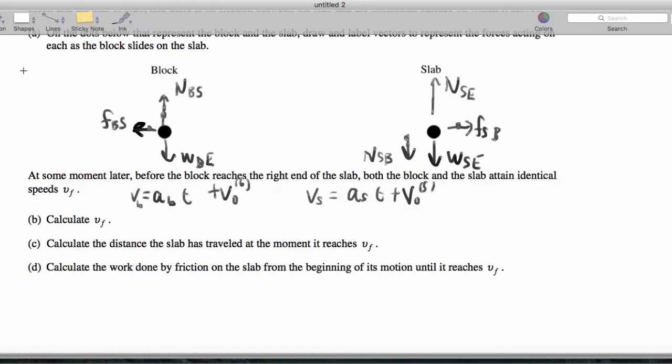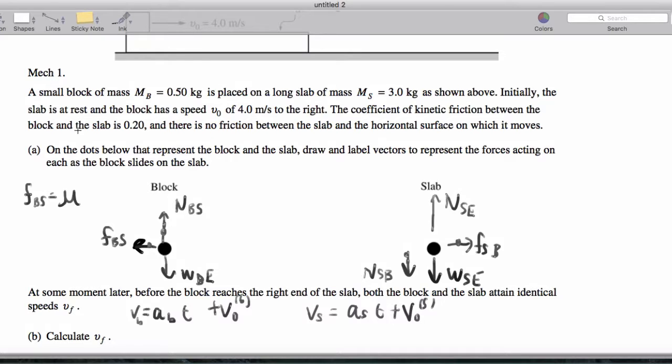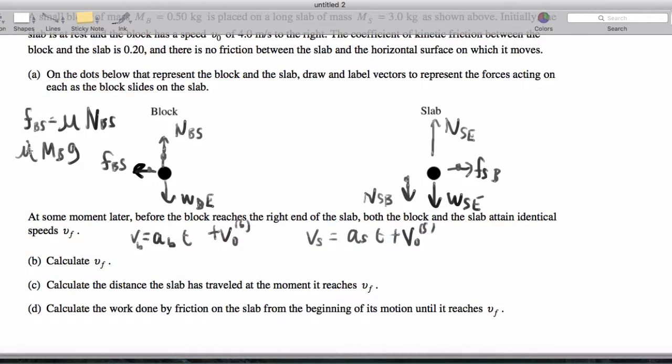Now let's look at the forces on the block. Well, there's the kinetic friction on the block from the slab, so I'll just call that mu. I guess we could call it kinetic, but there's only one to worry about. And so we're going to end up getting that the friction on the block due to the slab is mu times mass of the block times g. So that's the force on it, and this is a force that slows it down. It's pointing to the left.